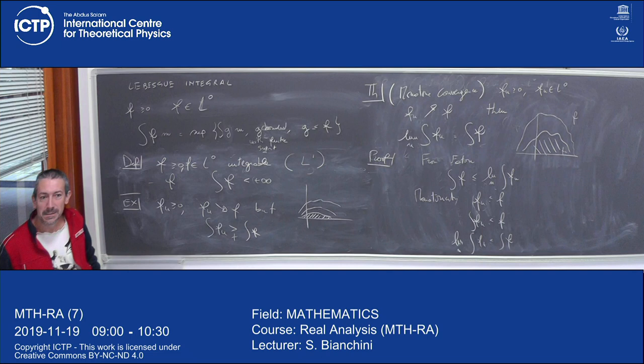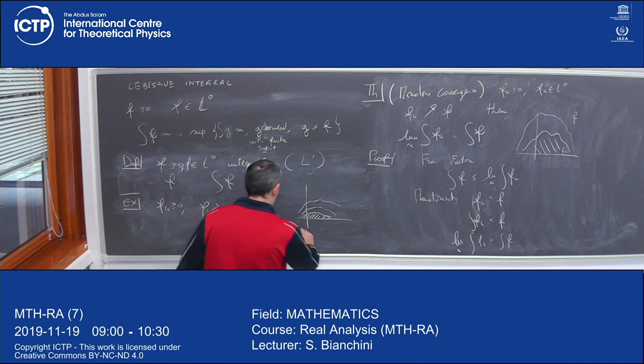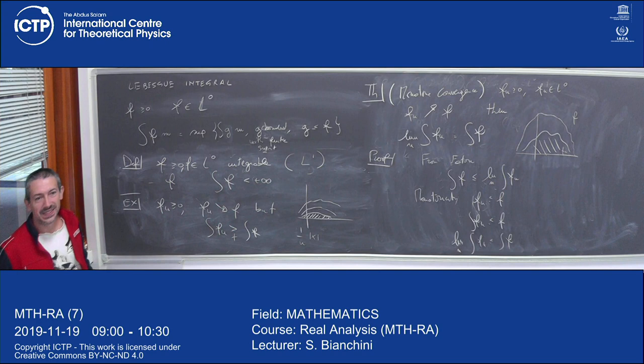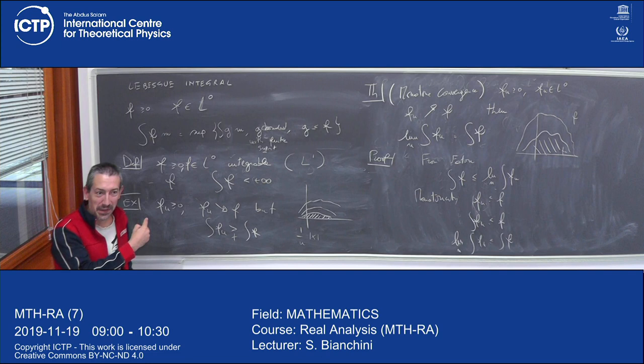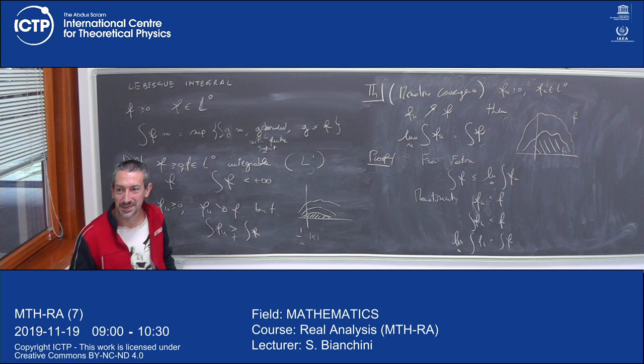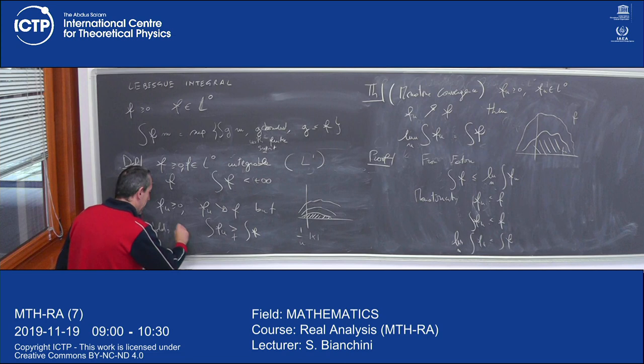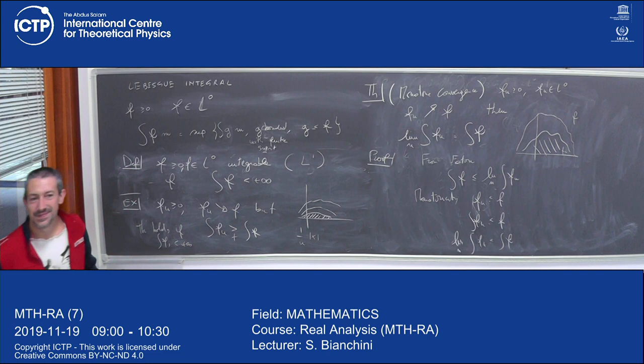1 over n times the absolute value of x. This decreases to 0, but the integral is infinity. And the fact that the integral is infinity is the key point. Why? You remember when we said that the measure of the decreasing sequence works at least if one has finite measure. So this holds if the integral of f1 is less than plus infinity. So you see that this is the set.